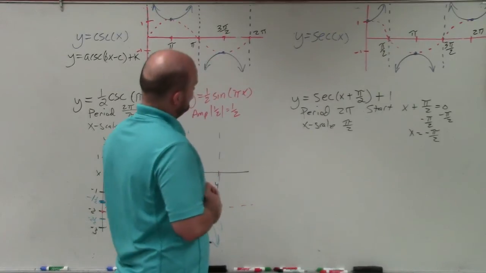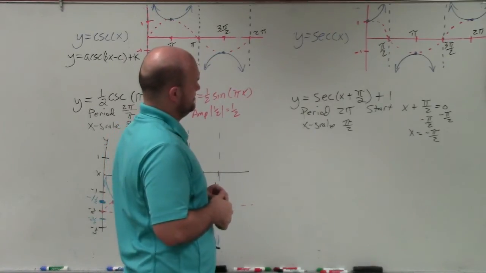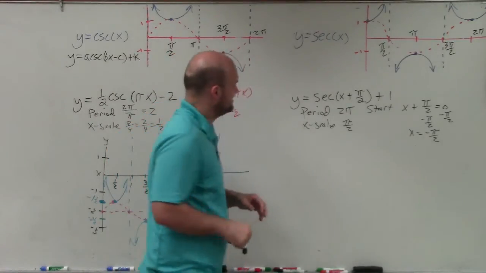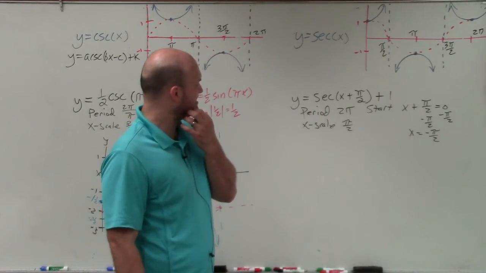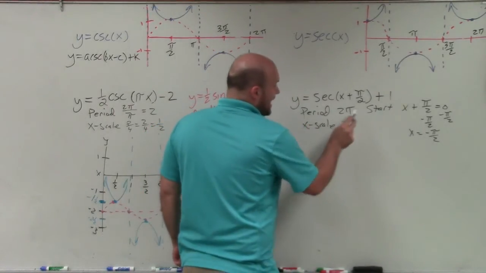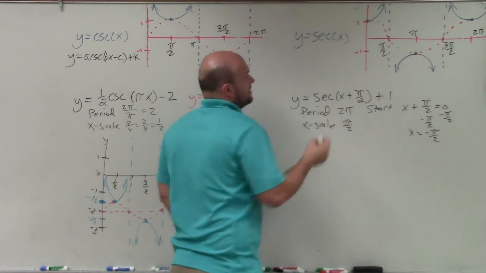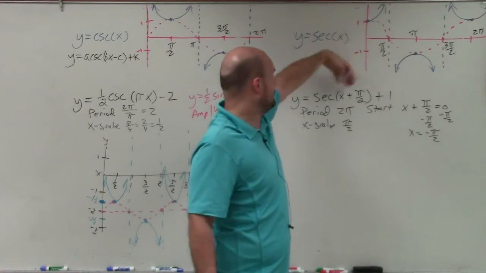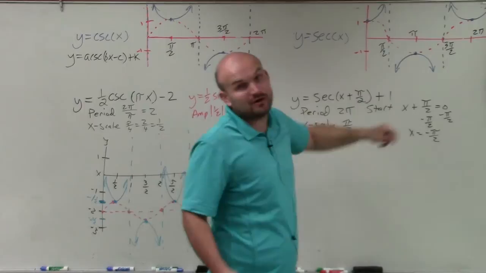OK, so then the other thing is we're going to go up to 1. Now remember, the cosine graph went up to 1 and down to negative 1. So that's going to remain the same. But now I'm shifting my graph up 1.